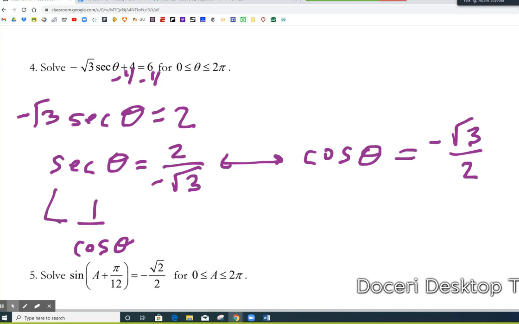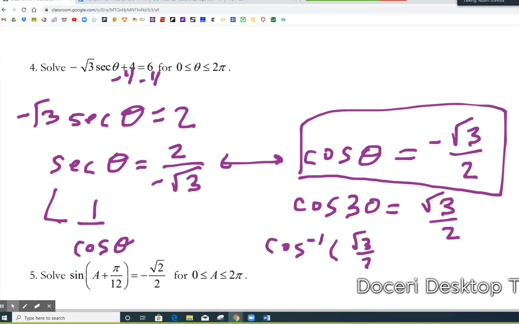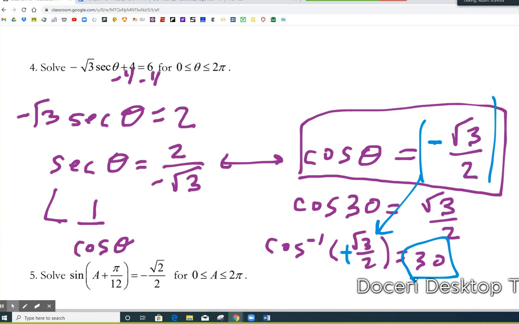So now we have to figure out what angles satisfy this equation here. You should know that the cosine of 30 is equal to root 3 over 2. If you did it on your calculator, the cosine inverse of root 3 over 2, you would get 30. And you always want to do the inverse of the absolute value of the ratio, because then you'll always get the reference angle. If you don't, you could get away with it, but it's so much easier if you always do the inverse of the absolute value of this ratio. So if it's negative root 3 over 2, you do it of positive root 3 over 2, and you get 30. And again, this is something that you should know without a calculator.